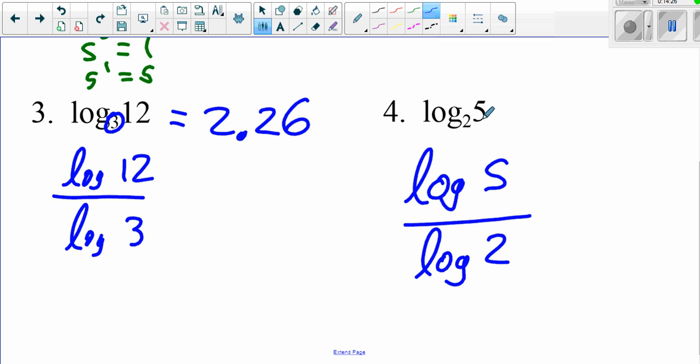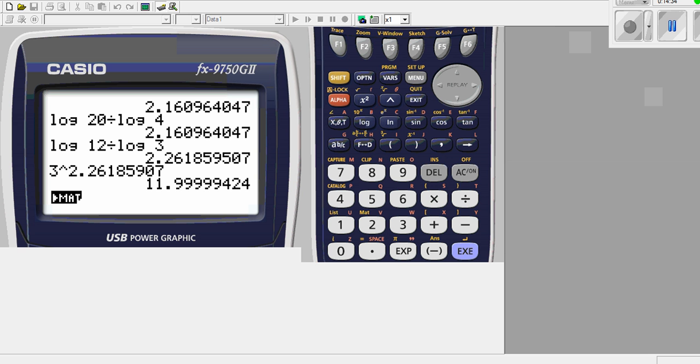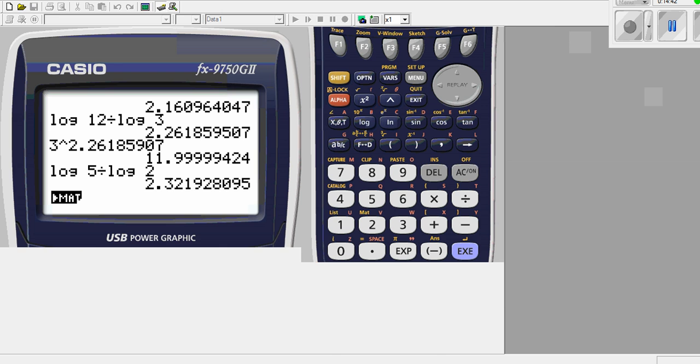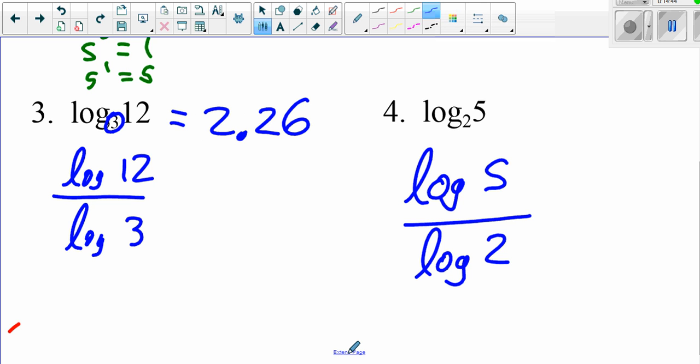So this is saying 2 to what power is going to get you 5? Again, it's going to be a little bit more than 2, because 2 squared is 4, and 5 is a little bit more than that. So we do log 5 divided by log 2. Or you can do the log AB, the log base thing. 2.32. That means 2 to the power of 2.32 equals 5. Pretty close to 5. No rounding.